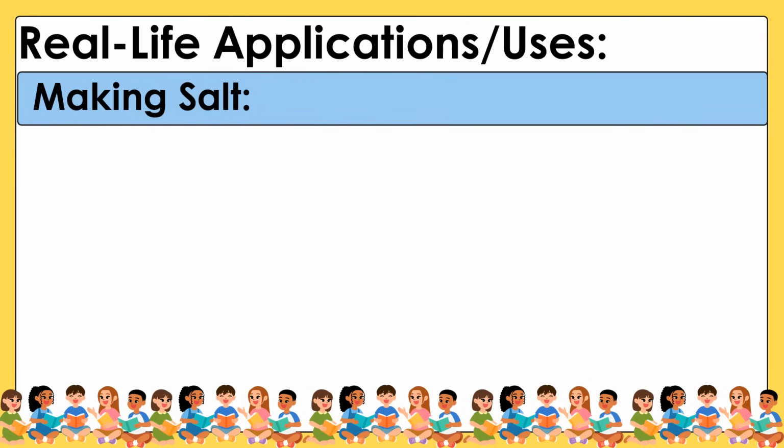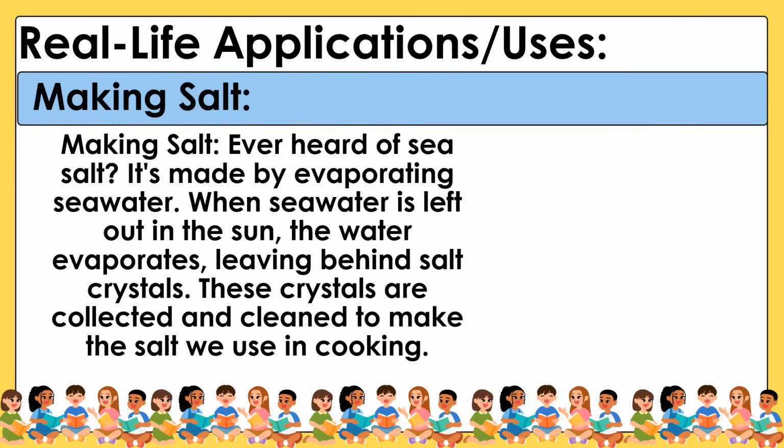Next, we have making salt. Ever heard of sea salt? It's made by evaporating seawater. When seawater is left out in the sun, the water evaporates, leaving behind salt crystals. These crystals are collected and cleaned to make the salt we use in cooking.